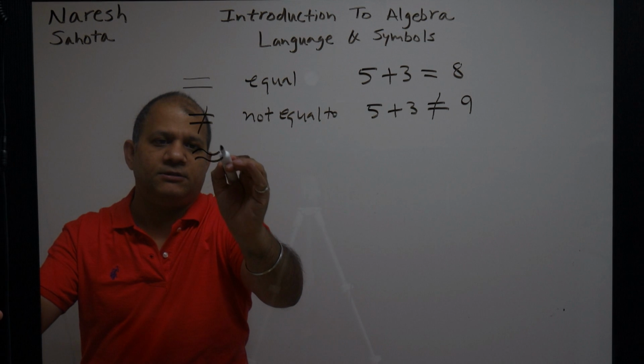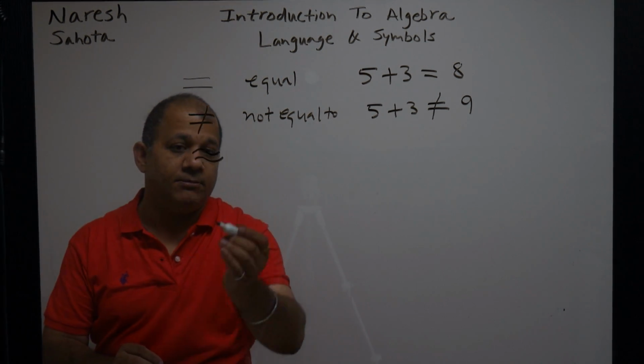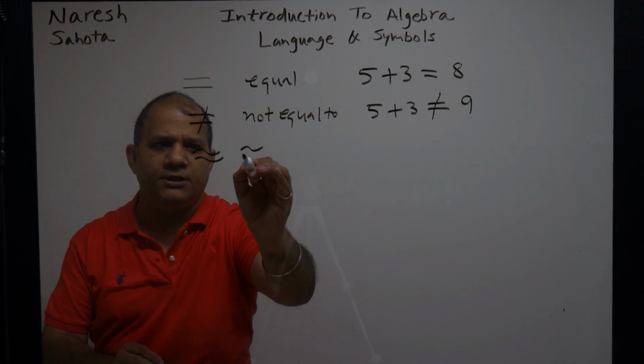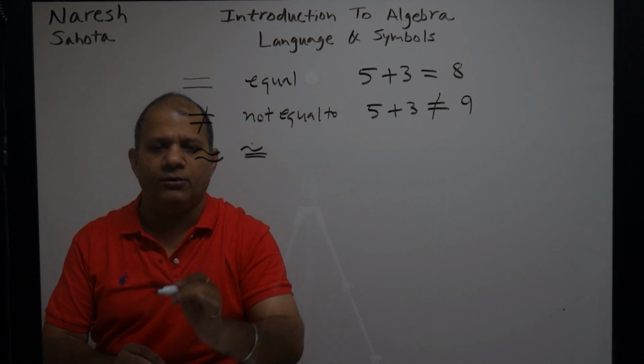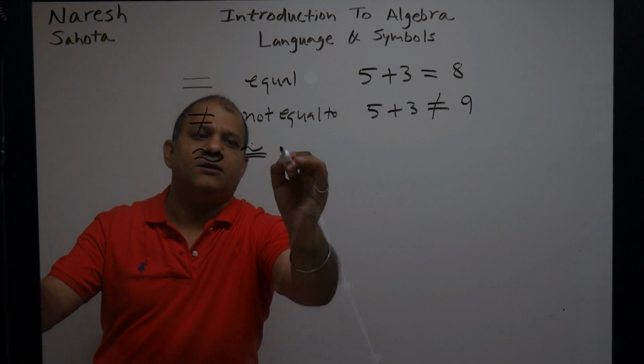Next, we have an approximation symbol. So some books use this, others can use an equal sign with this curve on top or even a dot. So this is an approximation.